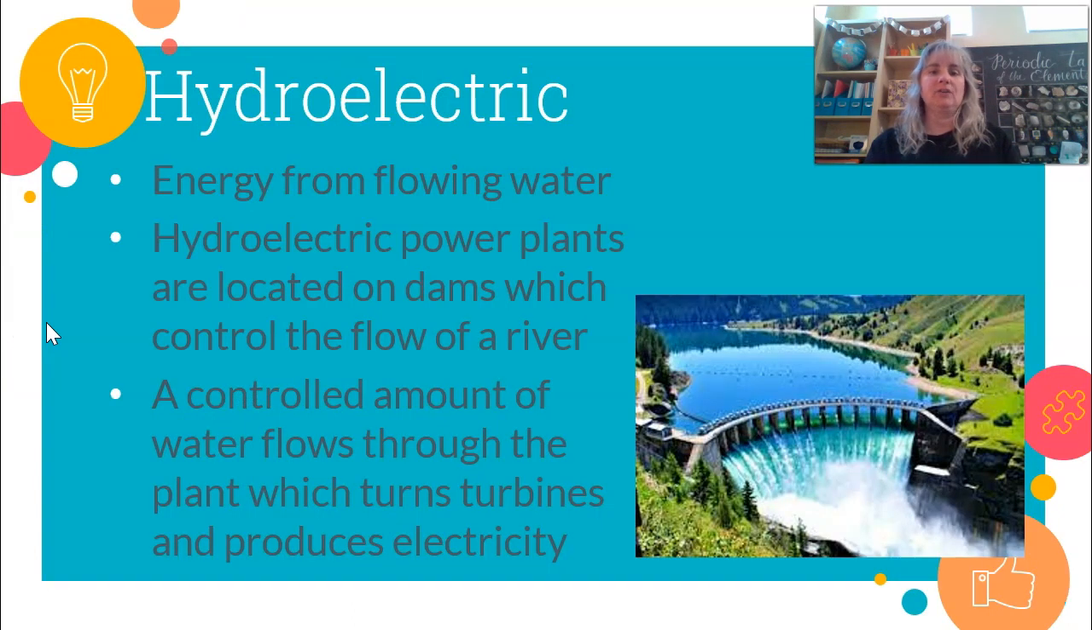All right, hydroelectric is what it's called when we get energy from flowing water. Hydroelectric power plants are located on dams which control the flow of a river. So this is a river right here. They've built a dam and then they slowly release the water outside of that dam, and that water is turning a turbine, which produces electricity. So the water flows through the turbine and produces electricity.